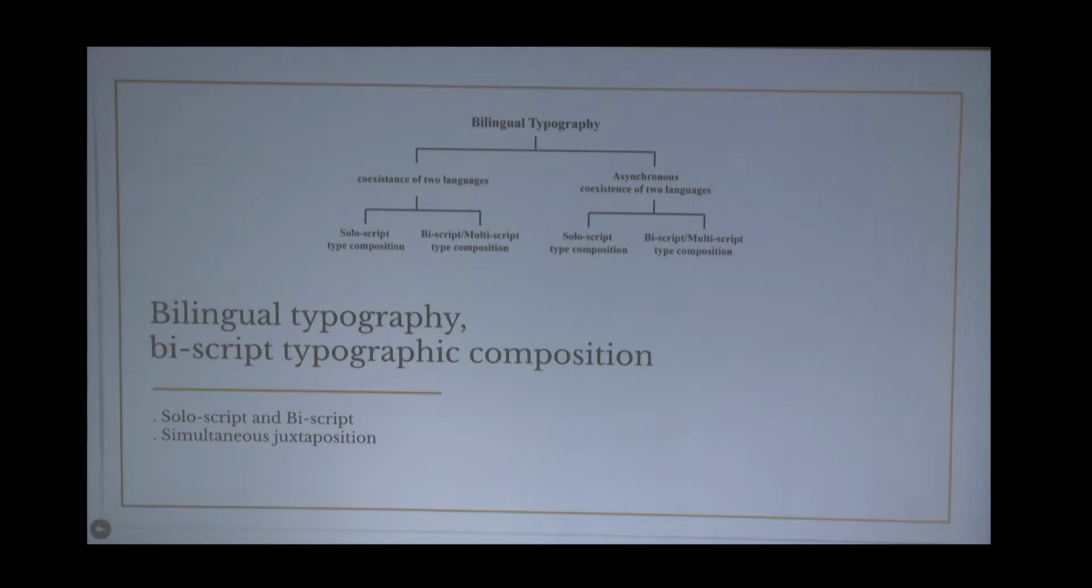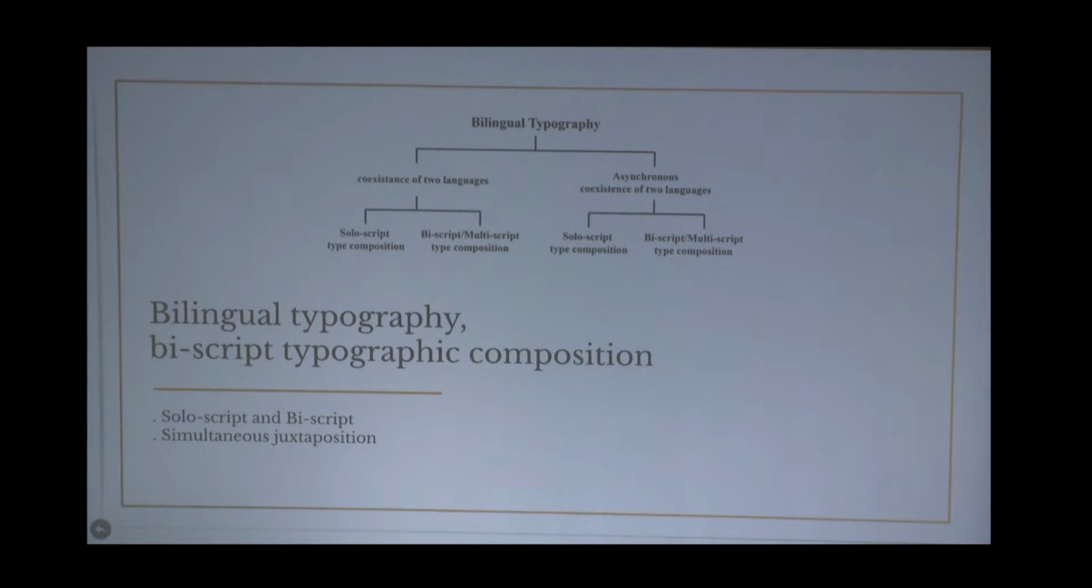First of all, when we're talking about bilingual typography, it's about the juxtaposition of two different languages. For example, it could include the juxtaposition of Latin, English and German languages. Both of these languages are using the same script. Both are using Latin alphabets, A, B, C, D. It's called bilingual typography.